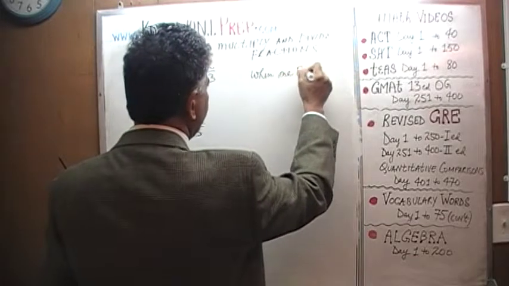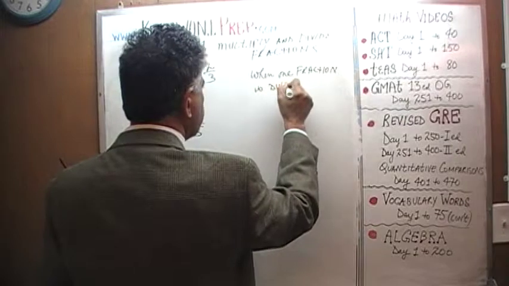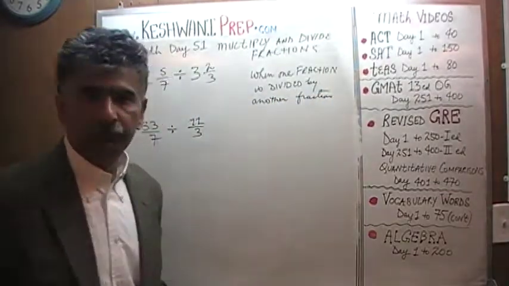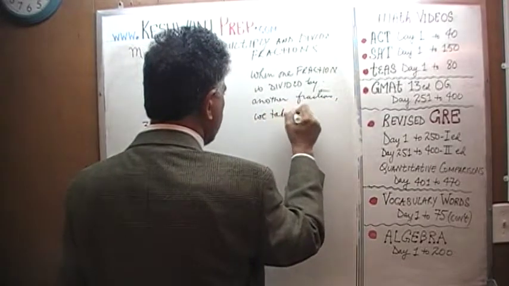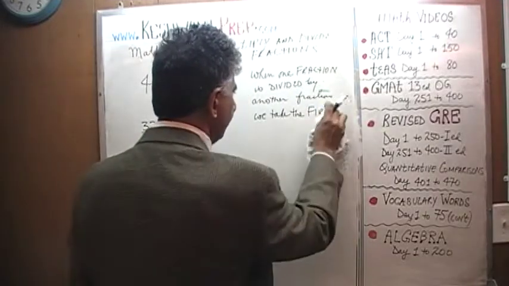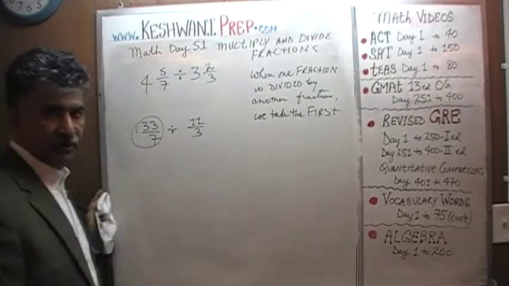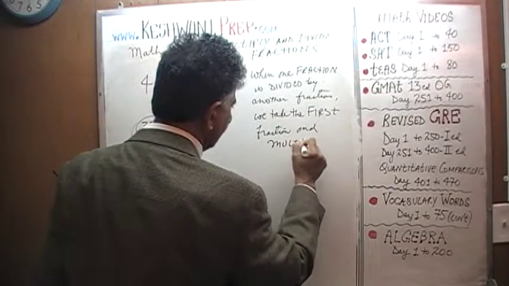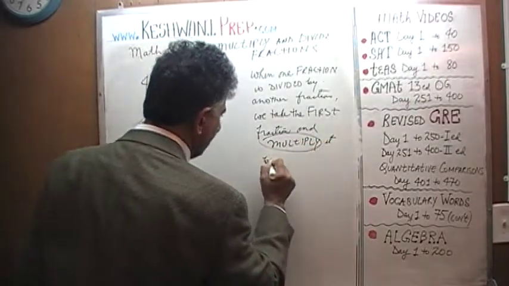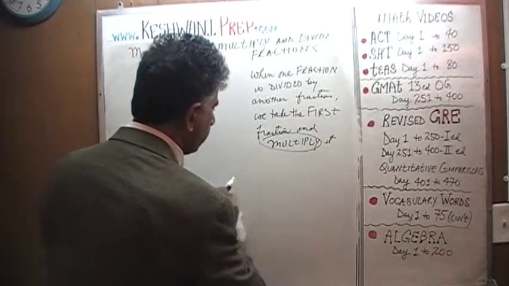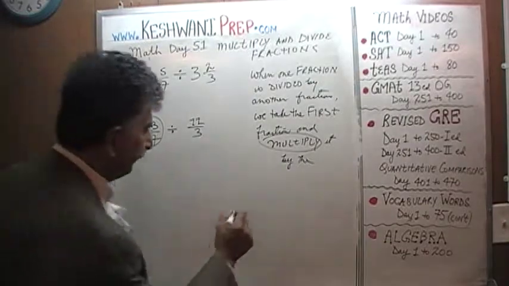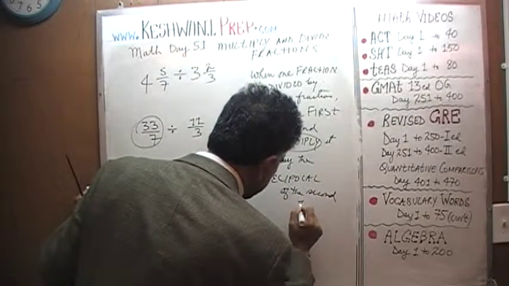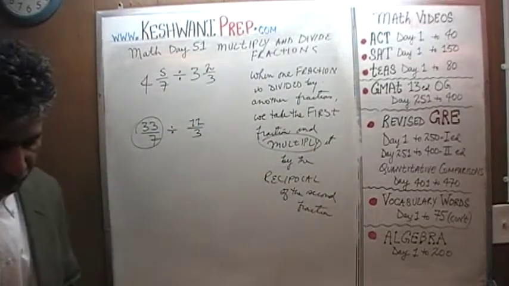When one fraction is divided by another fraction, what do we do? We take the first fraction, in this case this one, 33 over 7, and multiply it by the reciprocal of the second fraction.